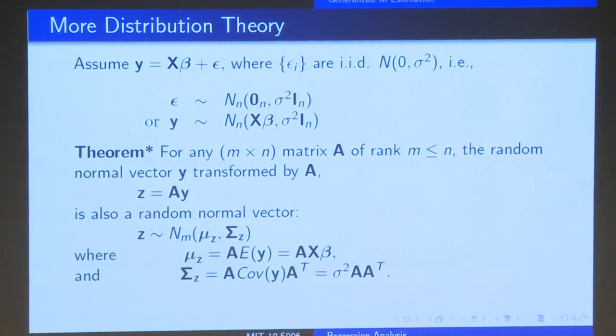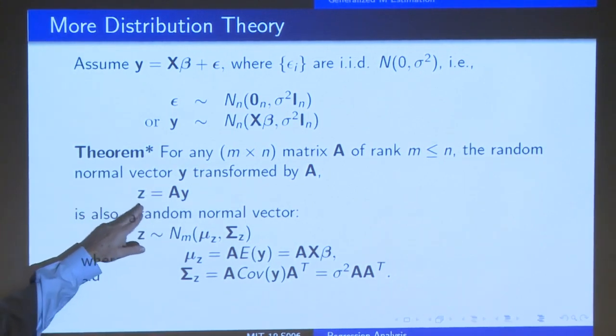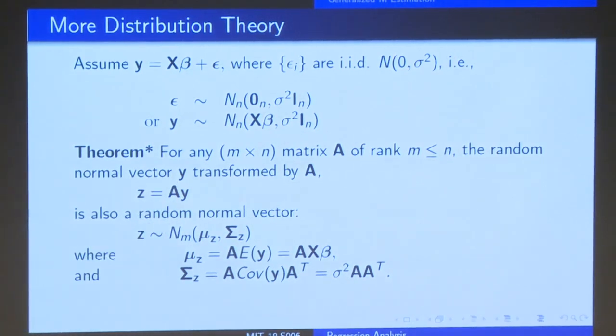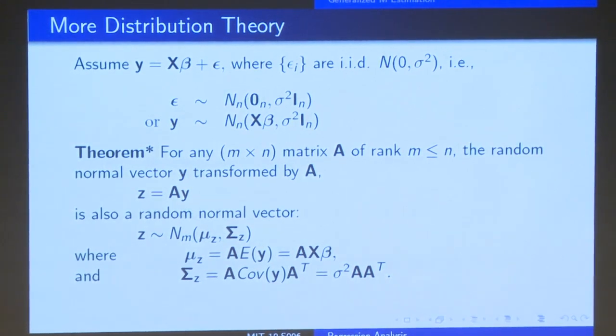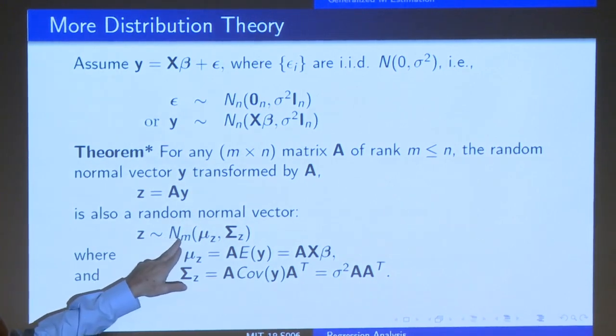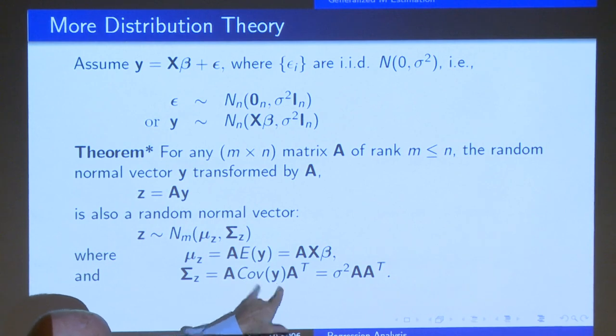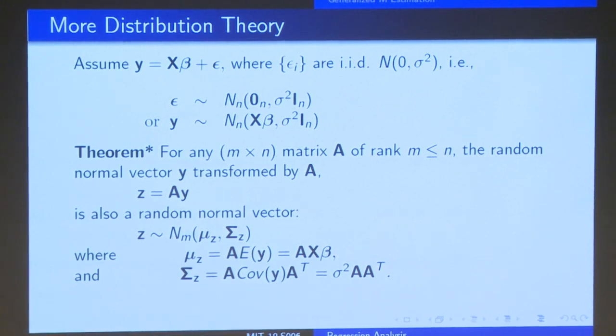Okay, so there's an important theorem here: for any matrix A, m by n, you consider transforming the random vector y by this matrix A. It is also a random normal vector, and its distribution is going to have a mean and covariance matrix given by mu z and sigma z, which have a simple expression in terms of the matrix A and the underlying means and covariances of y.